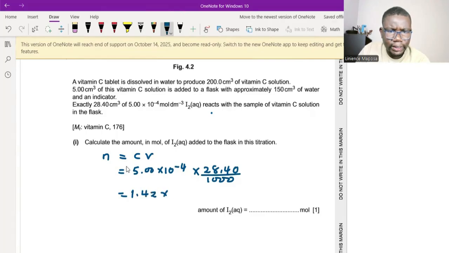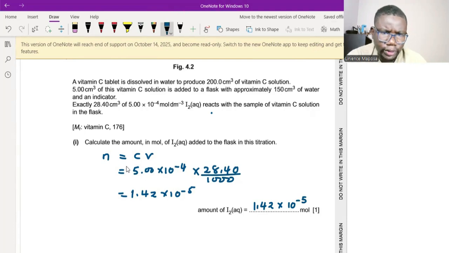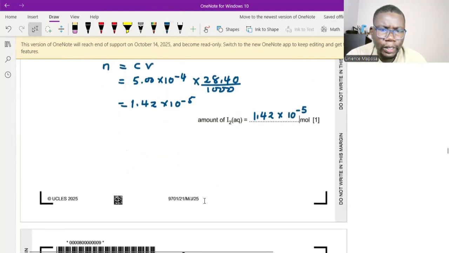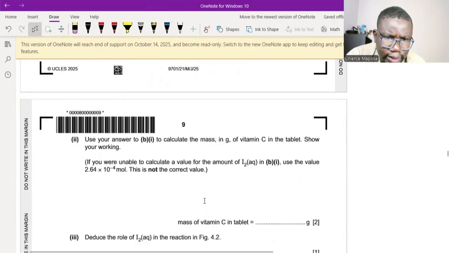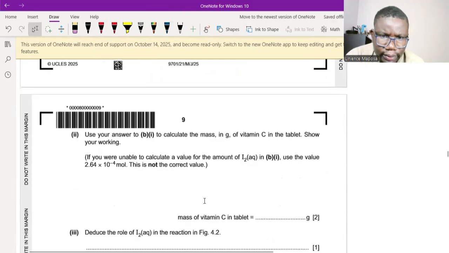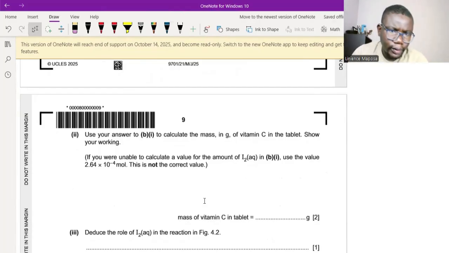1.42 by 10 to the minus 5. Okay, so these are the moles. 1.42 by 10 to the minus 5 moles, concentration times volume. All right, now they say use your answer to B part 1 to calculate the mass in grams of vitamin C in the tablet. Show your working. If you were unable to calculate, use this. Okay, we were able to calculate.